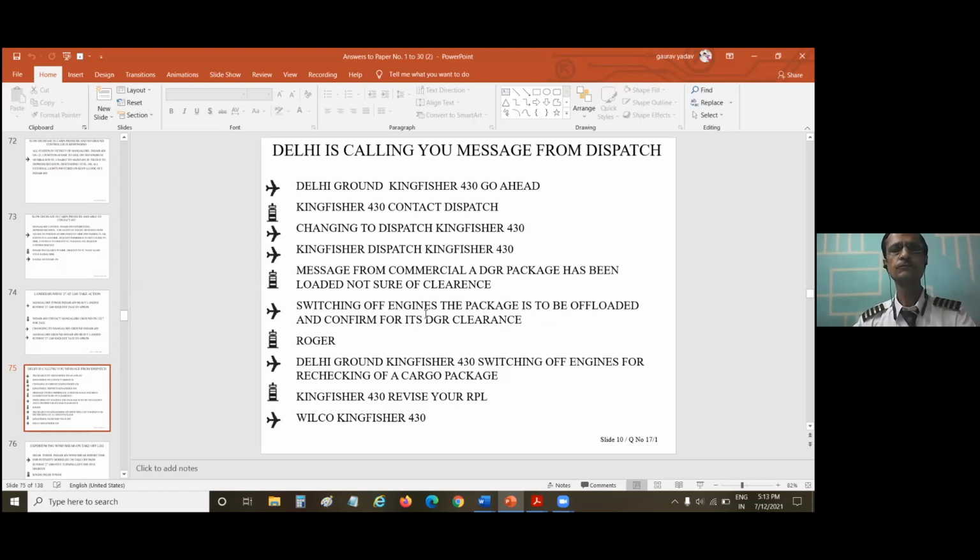So now here, you know that the package has to be offloaded. The cargo has to be removed from your aircraft, so the engine has to be switched off. So that's what you are doing as per the regulations. You are following the regulation procedure. You are switching off the engine. Immediately the commercial department or the dispatch department replied to you, Roger.